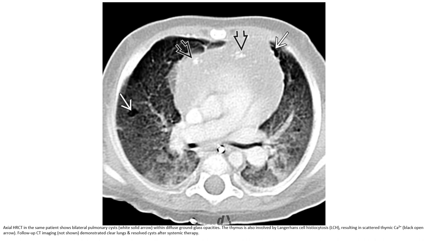So this is the CT scan of the same patient. Bilateral pulmonary cysts within diffuse ground glass opacity. The thymus is also involved by Langerhans histiocytosis, resulting in scattered thymic calcification. Follow-up scan image, not shown, demonstrates clear improvement in response to systemic therapy.